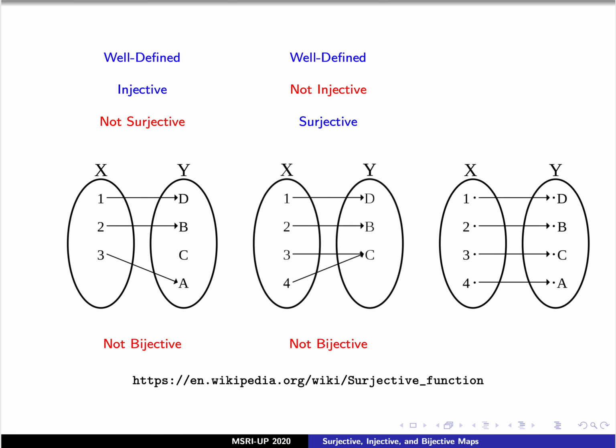Finally, let's consider this map here that maps each of the 4 numbers, 1, 2, 3, and 4, to each of the 4 letters A, B, C, and D. You can see here that the 4 numbers map to a unique letter, therefore the map is injective, and each of the 4 letters comes from a unique number. So this map is surjective. Again, we have a well-defined map that is both injective and surjective. So according to our definitions, this is a bijective map.